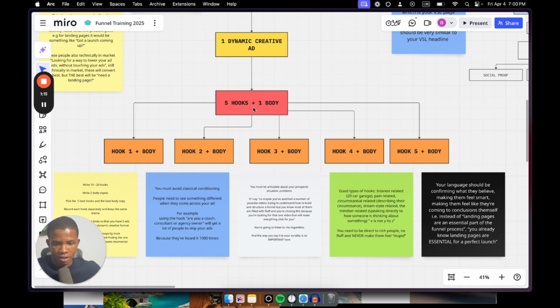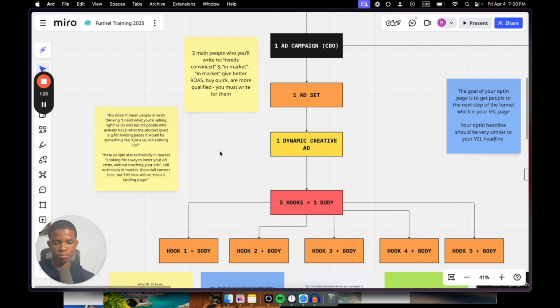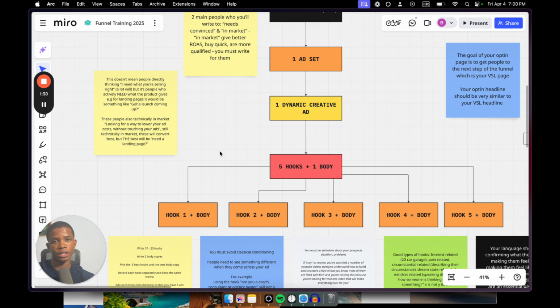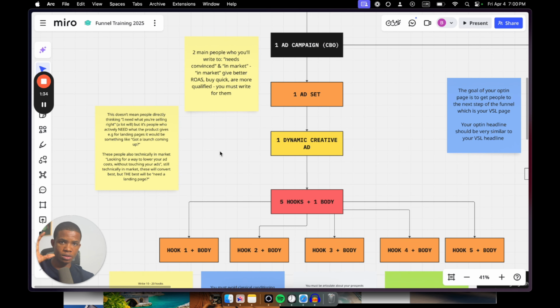We're going to have 5 hooks on one body. So you want to create 5 hooks and then edit those hooks. Like when you record the 5 hooks, you want to edit each of the hooks onto the body. So that way you have 5 ads. You can have 2 bodies depending on what you want to test first. I usually like to go with 5 hooks and then 1 body, because that way I can test the hook first and see what the majority hook is.